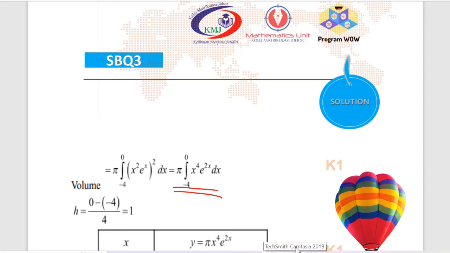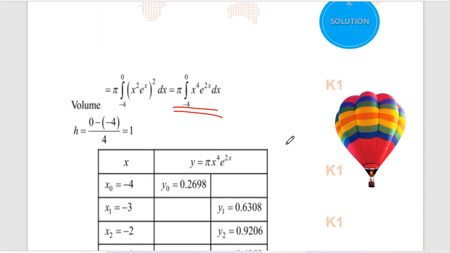Untuk dapatkan this integral, sebab soalan kata guna trapezoidal rule, kalau nak guna trapezoidal rule, kita kena cari dia punya h. Sebab n kita dah ada tadi daripada soalan, n is equal to 4. Untuk dapatkan h, formula dia adalah b minus a over n. So, b kita dekat sini 0, a is negative 4, over n 4. So, kita dapat h dia equals to 1.